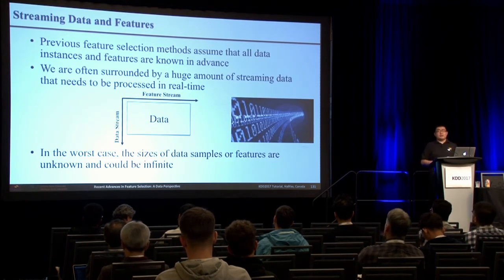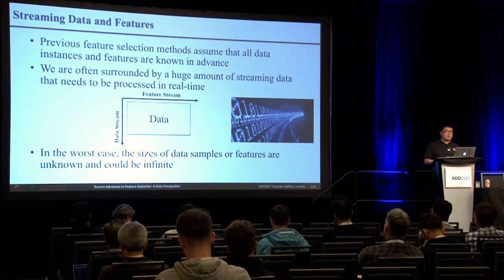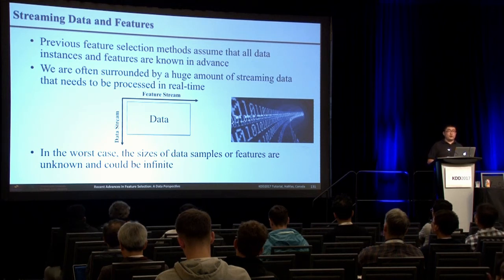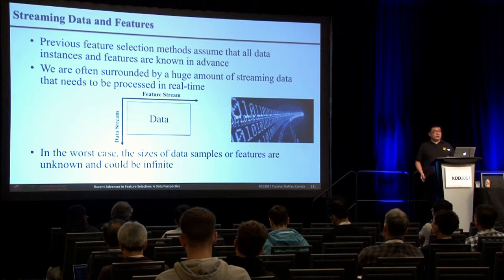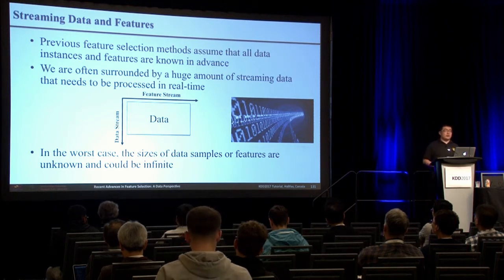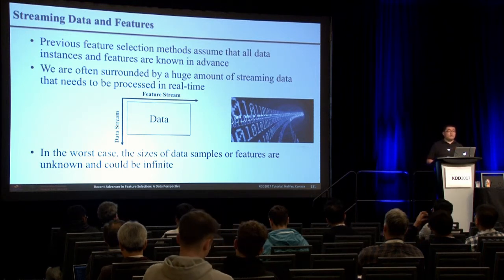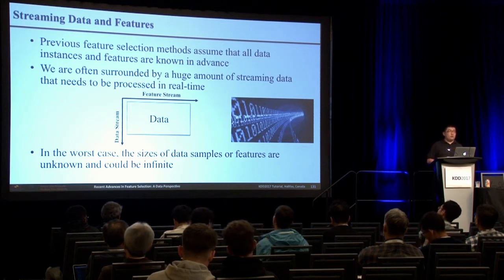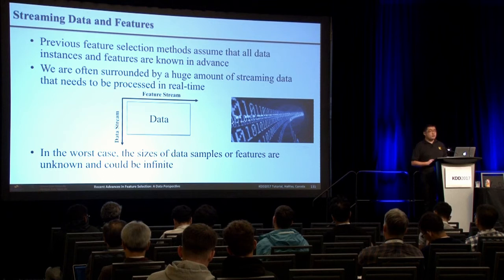So previously we have talked about the feature selection algorithms for conventional structured data, as well as for heterogeneous data. These algorithms assume all the data and all the features are available in memory before feature selection takes place. But nowadays data is often not static, and we are surrounded by a huge amount of streaming data. And this streaming data needs to be processed in real time.